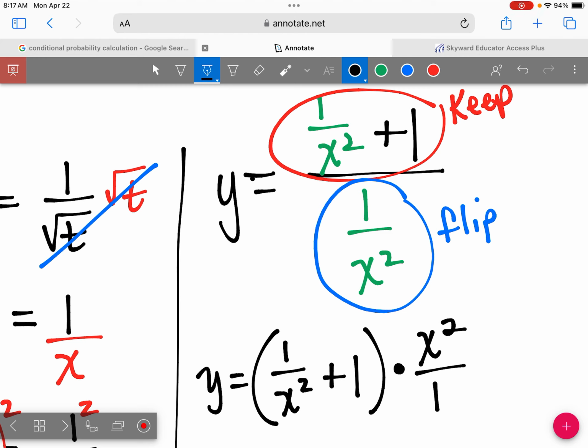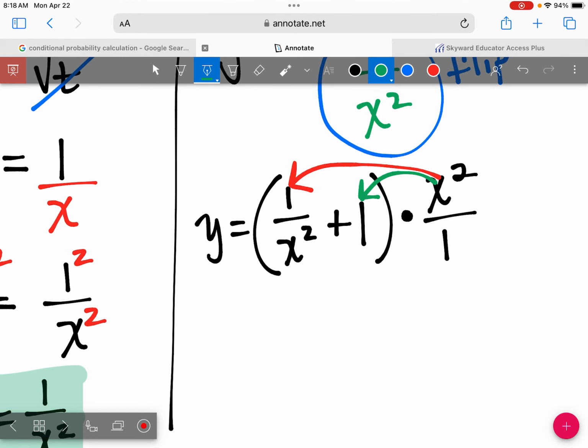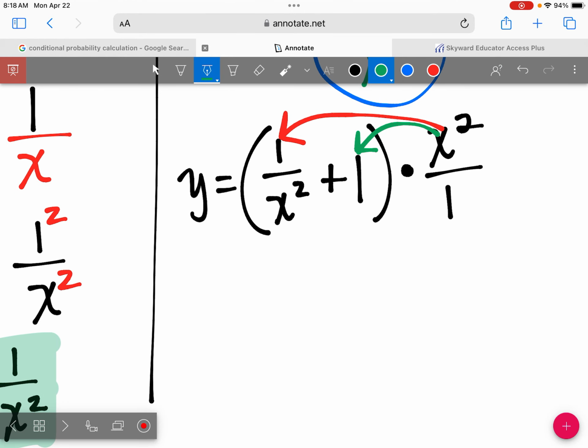All right, so now you're ready to multiply. So you're multiplying both of these by x squared. And when you multiply 1 over x squared by x squared over 1, how do you multiply fractions? You just go across. So this will be 1 times x squared over x squared times 1. So I have y equals x squared over x squared plus x squared.